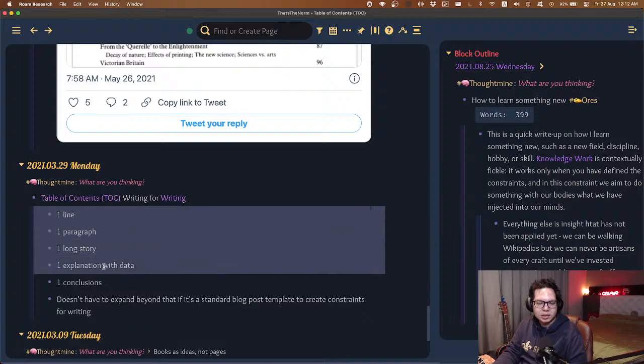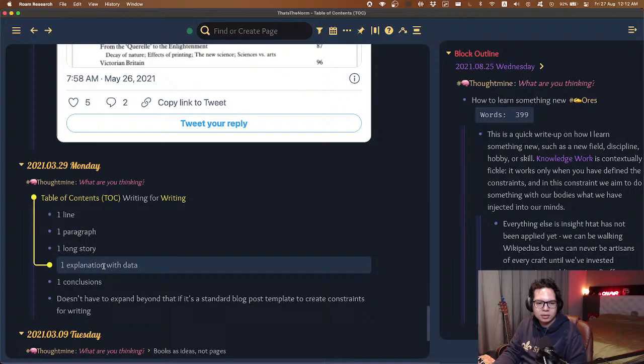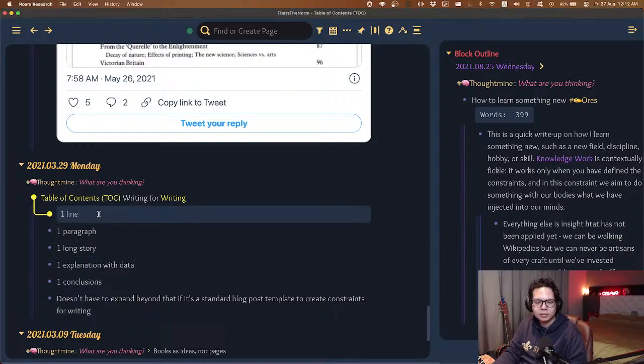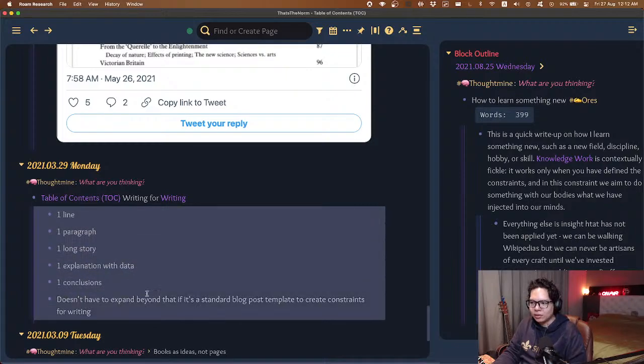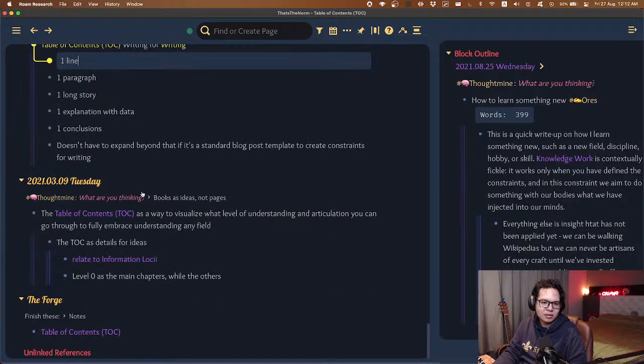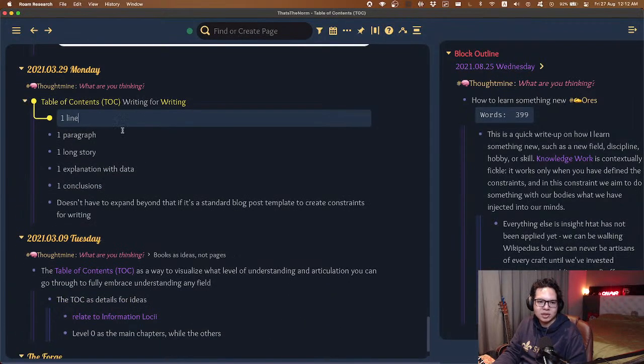I don't remember what this is. Oh, I think I was testing out a writing method where I emulate Roam nested blocks, but for writing blog posts. Yeah, but I haven't tested it out.